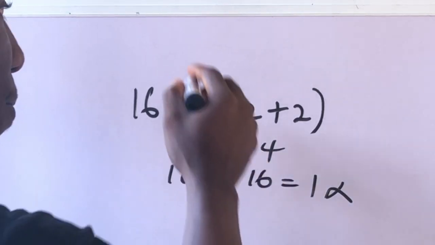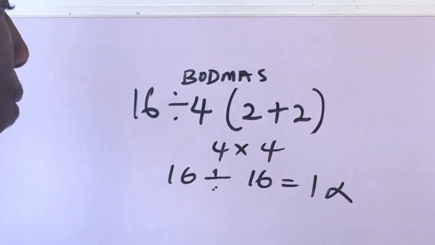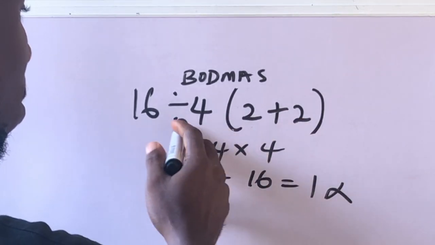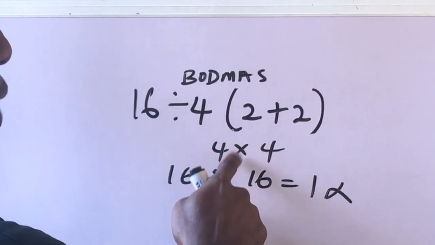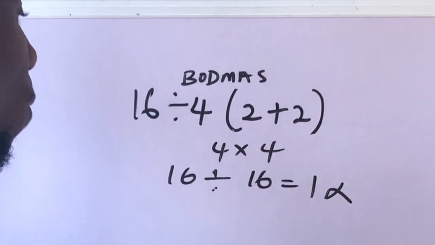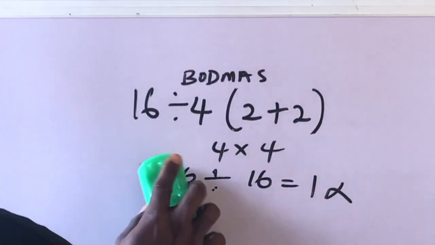If you check order of operation, BODMAS states that we have to first of all solve this bracket, then followed by division. You are not multiplying first. You must do division first before multiplication. So if we are doing division before multiplication, we are not going to get 1. Our answer will not be 1.